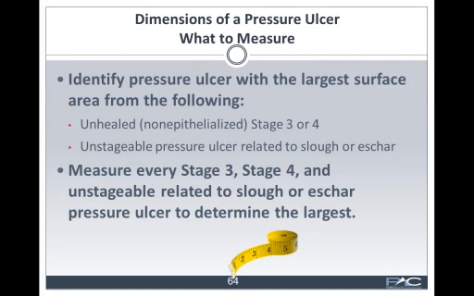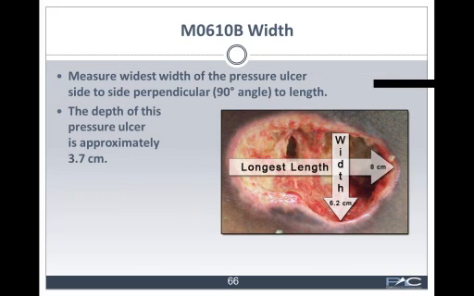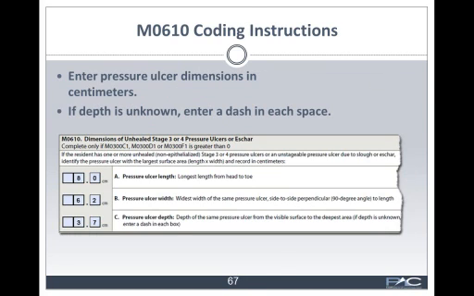So just to briefly go through the dimensions here, this is just another area that was not on the MDS 2.0, which is, as you well know, on the MDS 3.0, where they're looking for dimensions for your stage 3 and stage 4 pressure ulcers or your unstageable. So you need to measure every stage 3, 4, and unstageable related to SLOP or eschar to determine which one is the largest. And you're always going length by width, and you want to make sure that you're doing this in centimeters, and that's how that's captured on the MDS, again in centimeters. All right, so you can see here depth is also captured there, so length, width, and depth are all there.